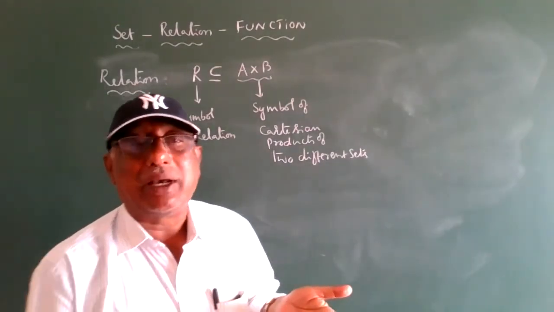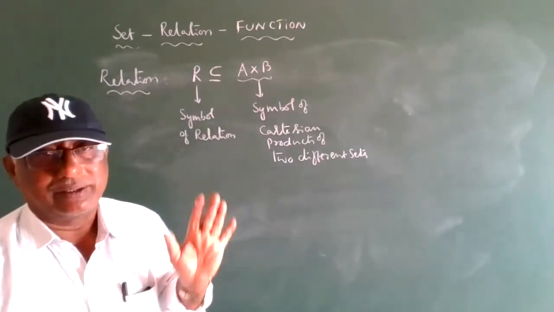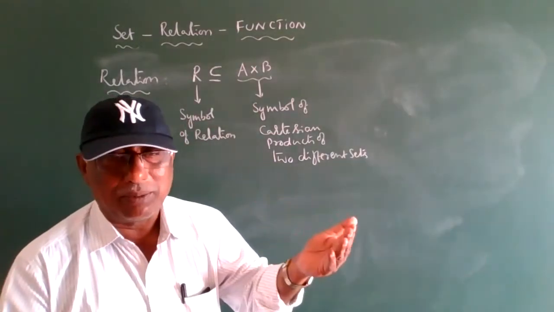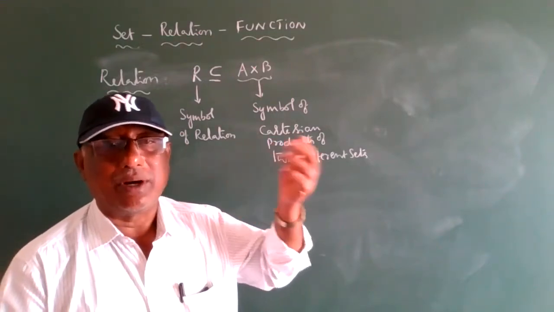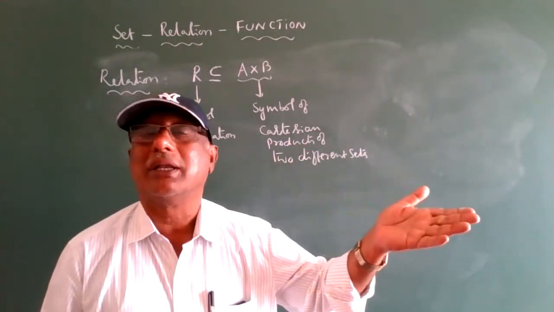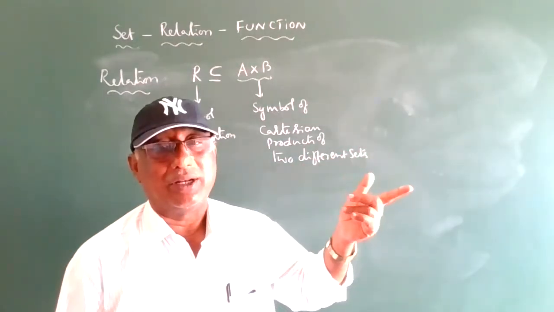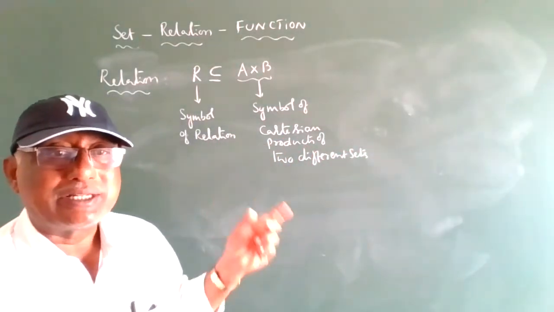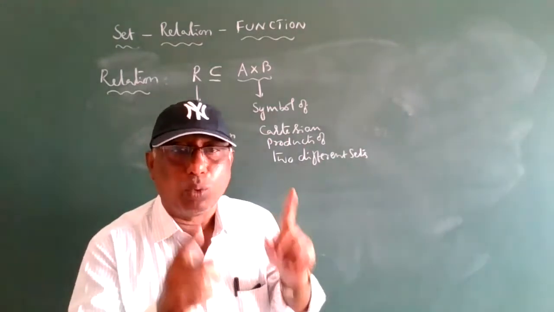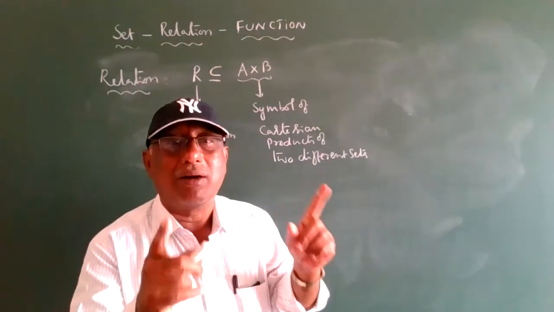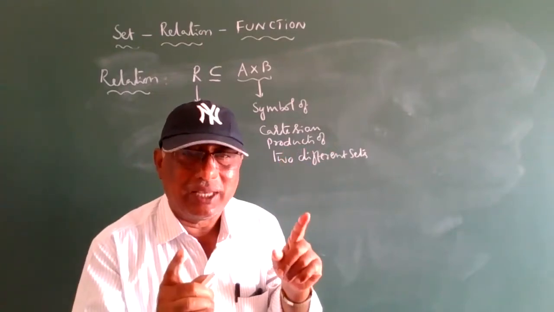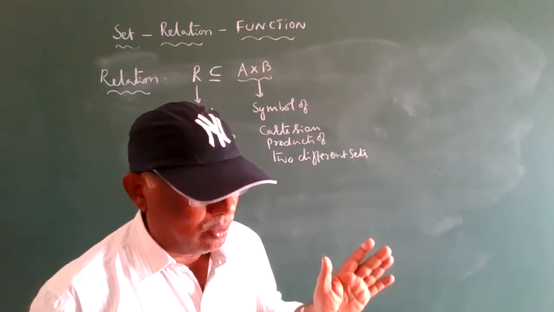Next, if a relation is converted into a function. So step by step: first set, next the Cartesian product, next a relation, next a function. All relations are not functions. Some rules apply, and then it is called a function. What are the rules for a function?